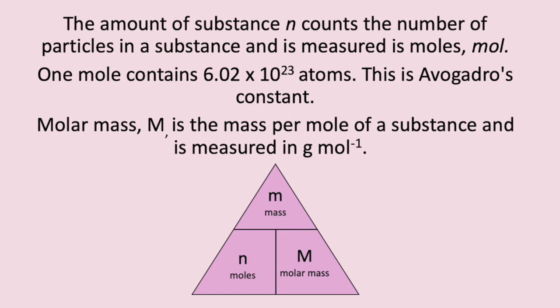Molar mass, or big M, is the mass per mole of a substance, and it's measured in grams per mole. The molar mass of a compound can be found by adding together all of the relative masses found in the periodic table. We can use the equation n equals little m over big M. Moles equals mass over molar mass to find the number of moles in a compound.